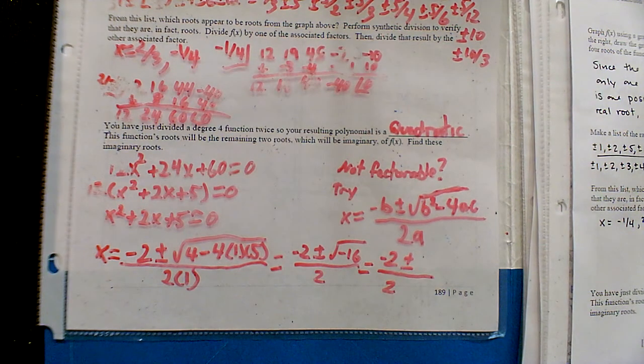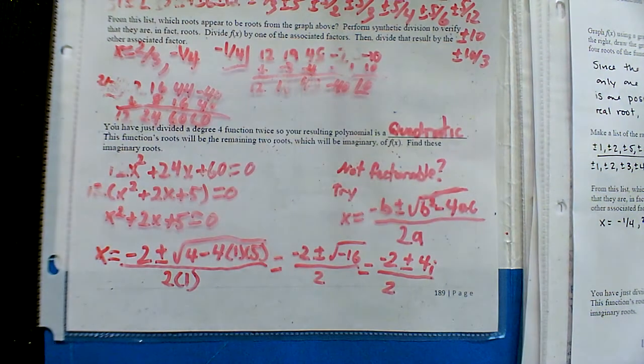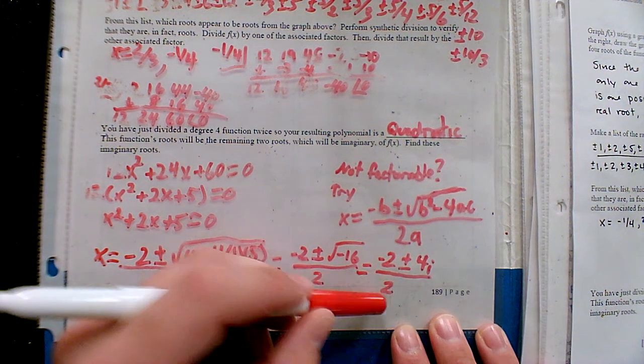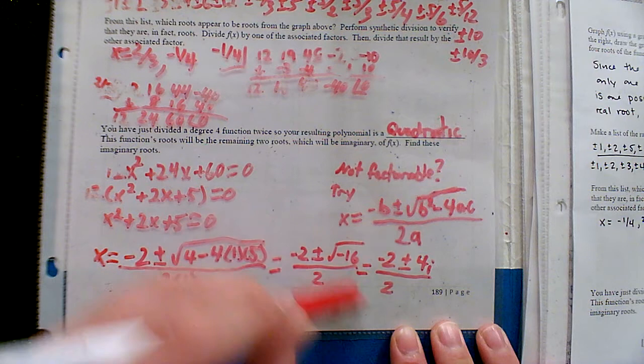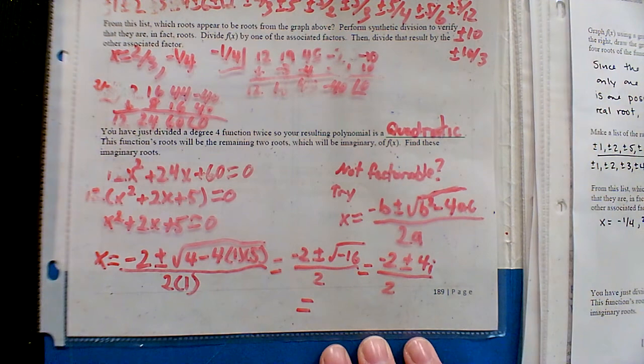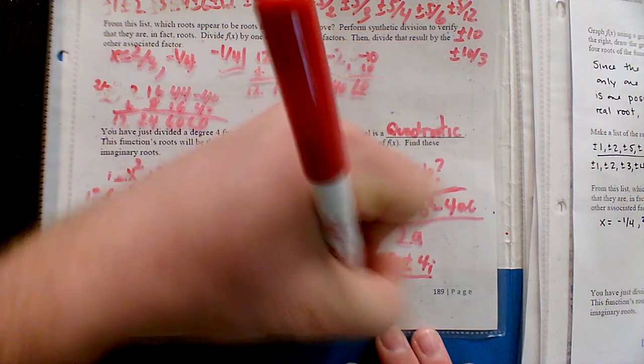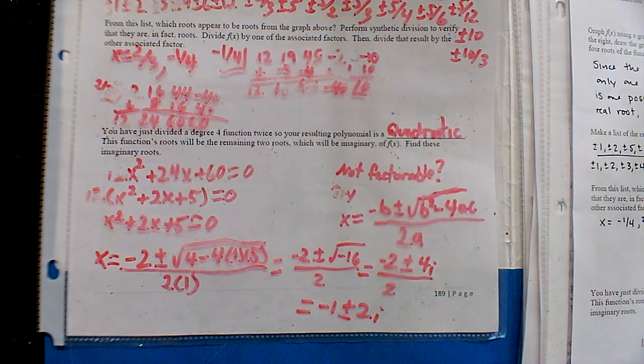What does the square root of negative 16 simplify to? 4i. Yeah, we're going to get 4i. Now we're almost there. Well, we can't just simplify these two. What can we actually do to this whole problem right here? We can divide the entire thing into 2. Yeah, we can pull a 2 out of everything. So when you pull out the 2 of everything and they cancel, you're left with -1 plus or minus 2i.